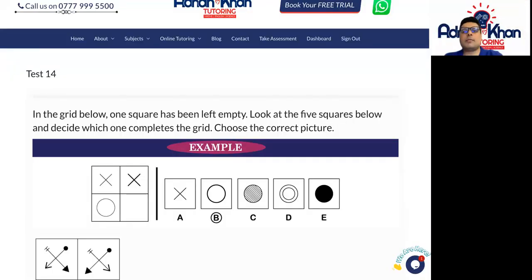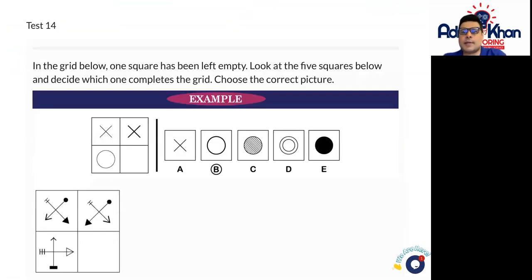Welcome to 11 plus nonverbal reasoning. This is test 14. So in the grid below, one square has been left empty. Look at the 5 squares below and decide which one completes the grid in the best way. So you've got to choose one picture.